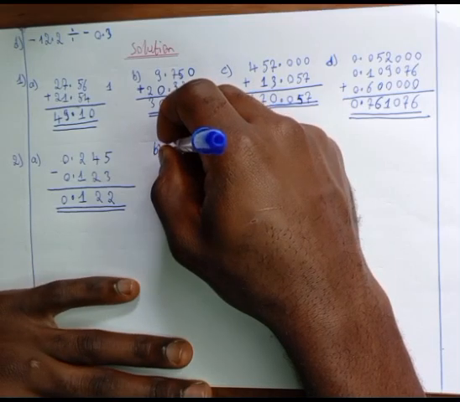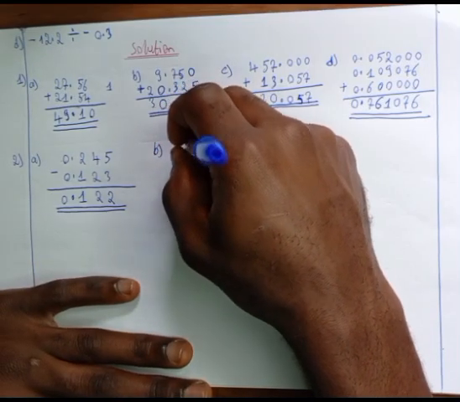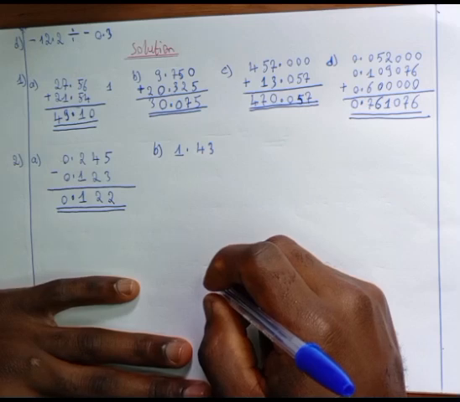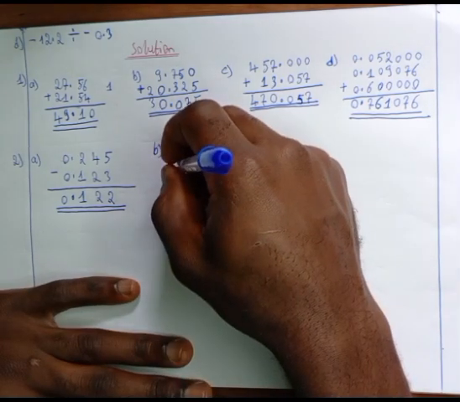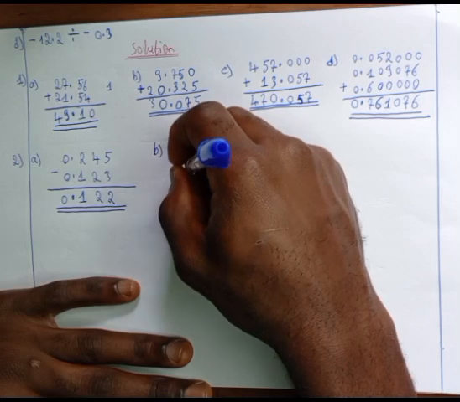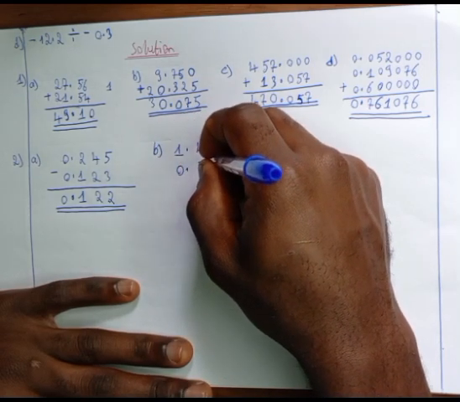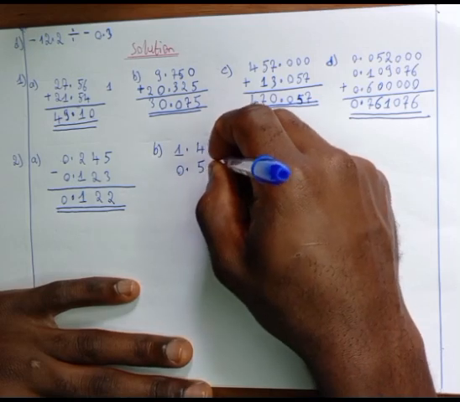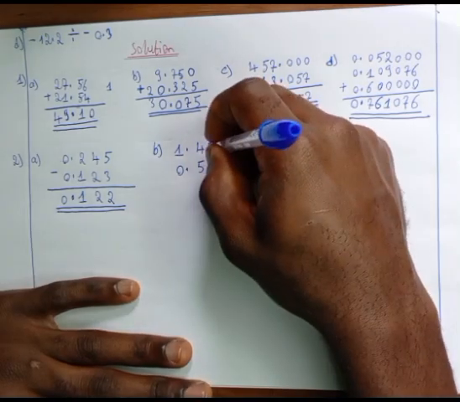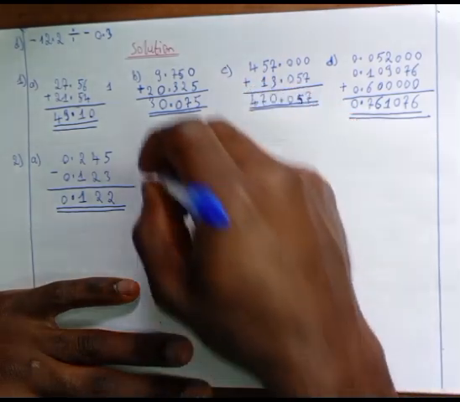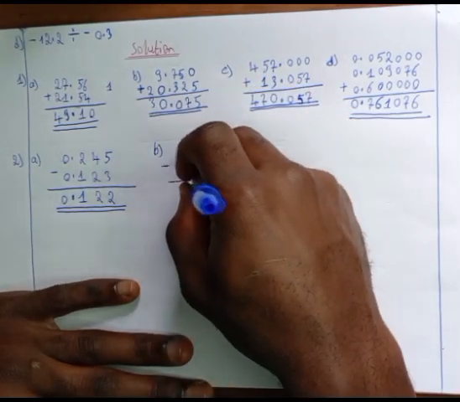For B, we have 1.43 minus 0.5677. Directly below 1, we are going to write 0. Bring down the decimal point. We write 5 directly below 4, 6 directly below 3. Then 7, 7. Above the two 7s, we are going to fix zeros. Then we put the minus sign.